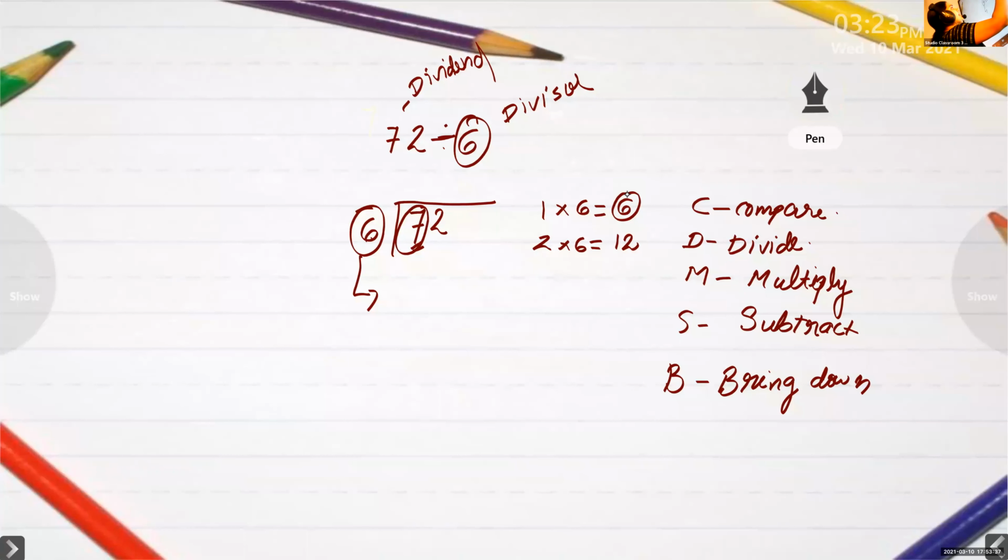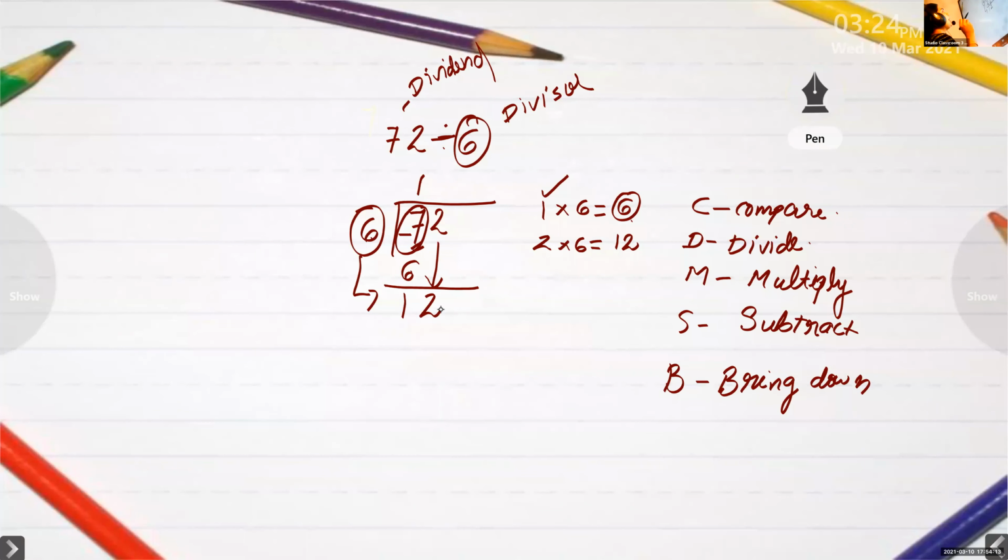6 divided by 6 is equal to what will be the quotient? 1. 1 is the quotient. So 1 we can write on top of the bracket. And 6 we can write down to the dividend that we have divided. That means we have divided 7, so you can write 6 down to 7. Now 7 minus 6, what will you get? 1. And bring down? 2. Next step is bring down.